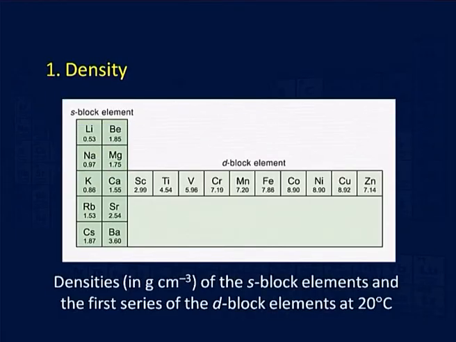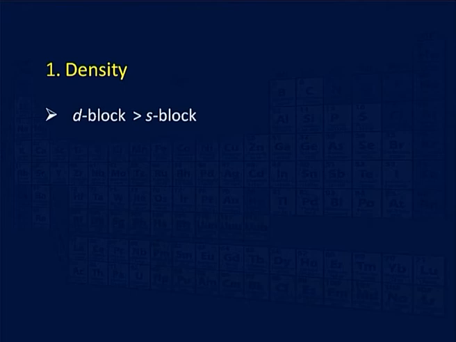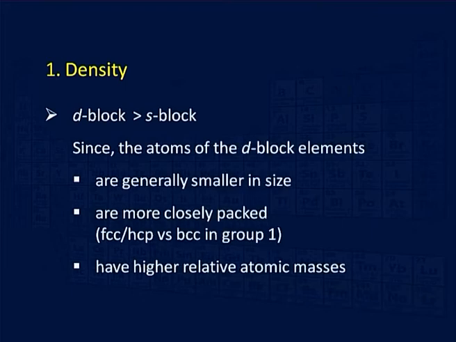This table shows the densities of the transition metals along with the S block elements at 20 degrees centigrade. When you look at the figures, you will find that the densities of the D block metals are higher compared to S block elements. This is because compared to the S block elements, the size of the D block elements is smaller. Moreover, they are very closely packed because their crystal structure is either FCC or HCP.